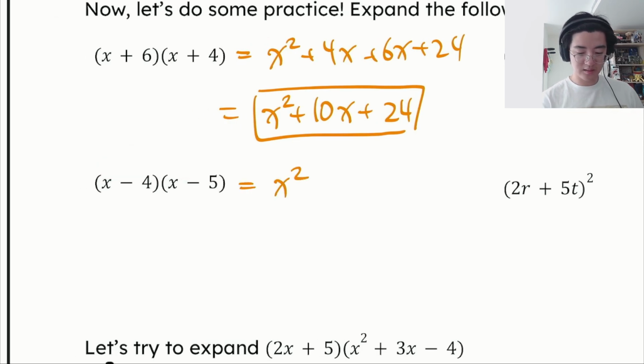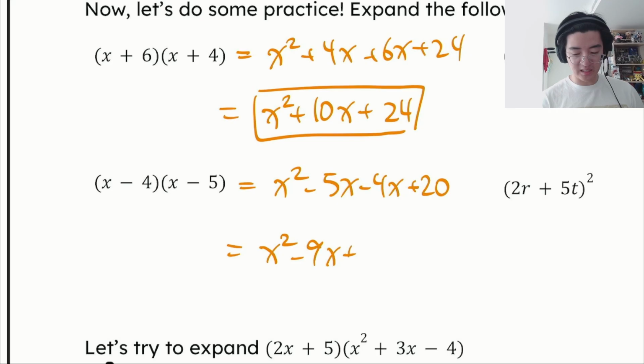X squared, minus 5x, minus 4x, plus 20, right? Minus 4 times negative 4 times negative 5 is positive 20.